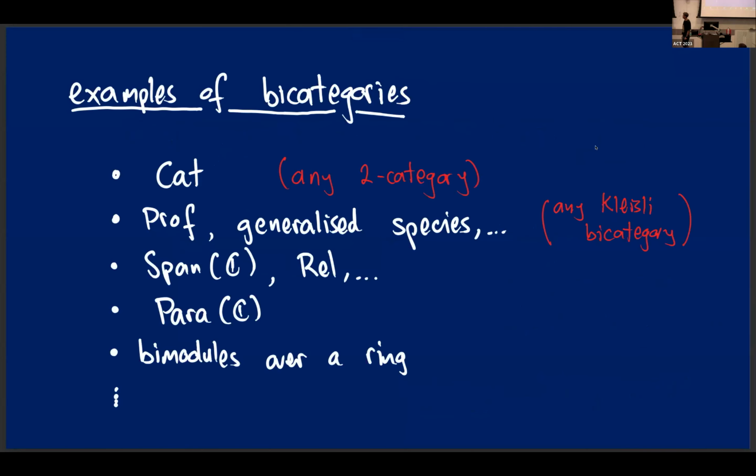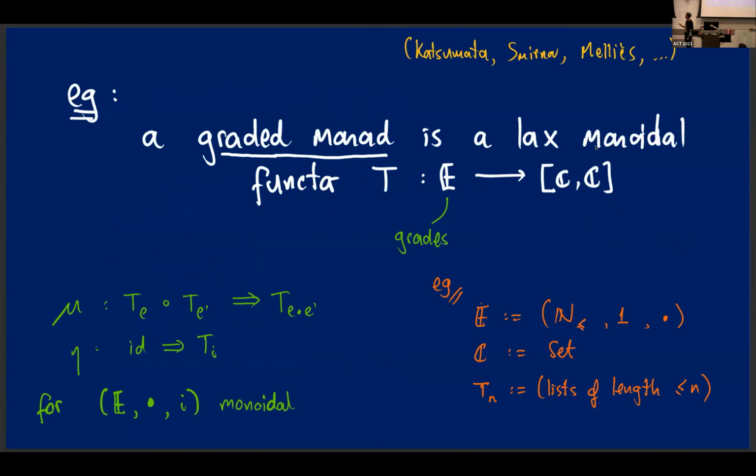Okay, so examples of some bicategories. Cat, in fact, any 2-category with functors and natural transformations. Profunctors has been an important one recently, generalized species, if you're familiar with those. Bicategories of spans. Relations can be seen as a bicategory. It's locally posetal. The Para construction, bimodules over a ring, all these kinds of things have turned up through this week already. But here I want to talk about a particular one, which is a version of the co-Para construction in some sense, but I want to present it from a different point of view.